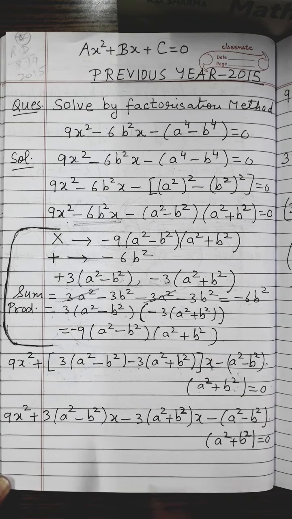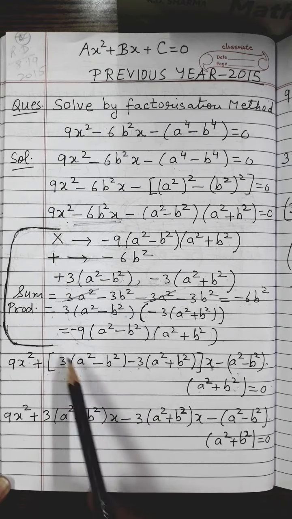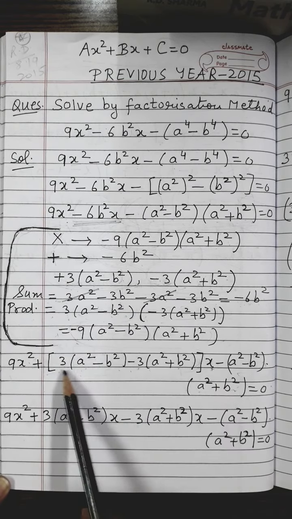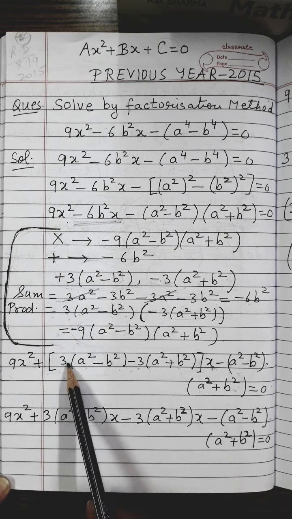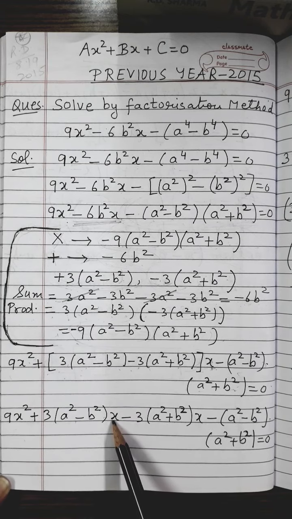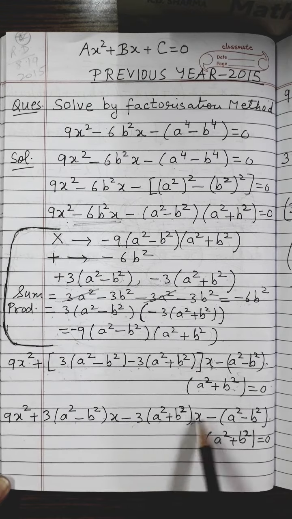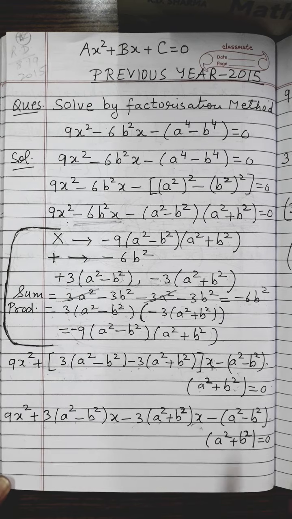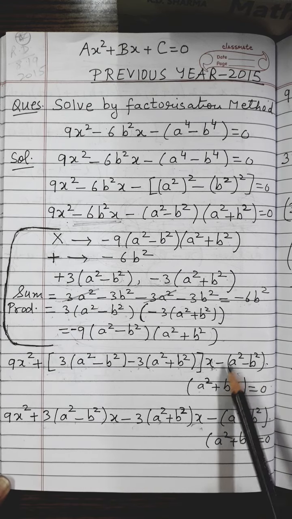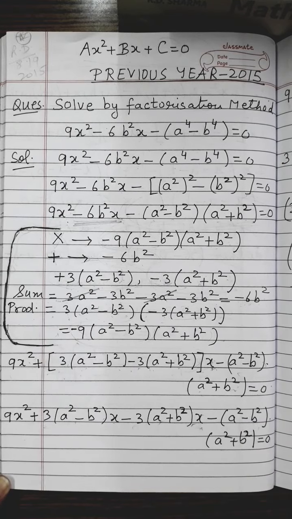0. In the next step, what you will do, this as it is 9x square plus, now this big bracket, I will open up this bracket by multiplying term by term with x. X is outside the bracket. So this will be how much? 3 into a square minus b square into x. Next term will be minus 3 into a square plus b square into x. So I have opened this big bracket. So these are the two terms I will get. And this last term will be like this: minus a square minus b square into a square plus b square, which is as it is.